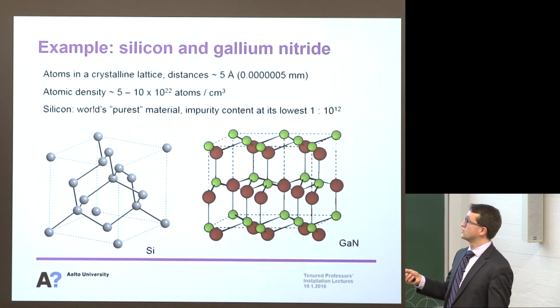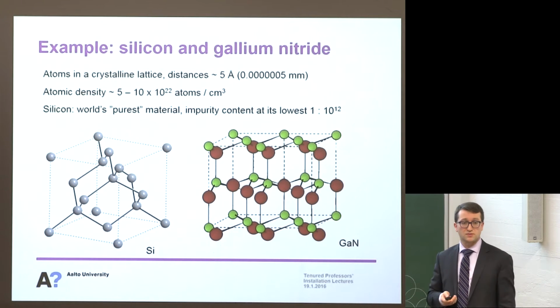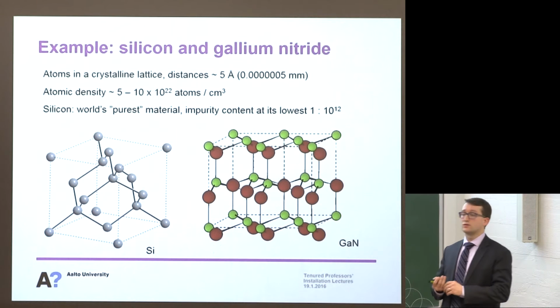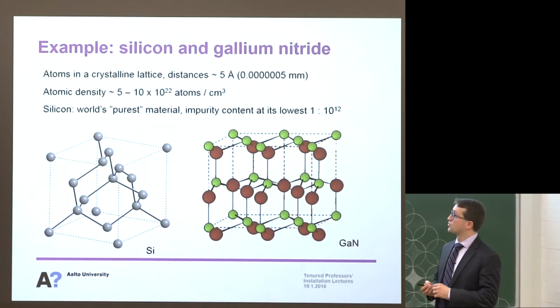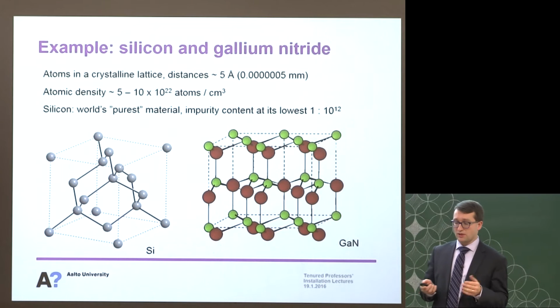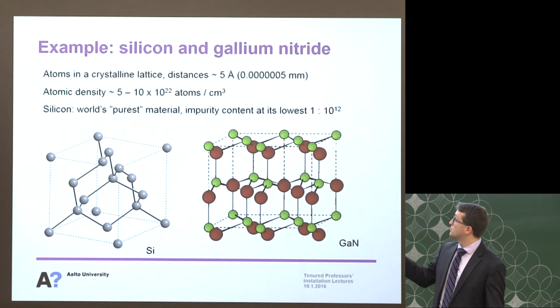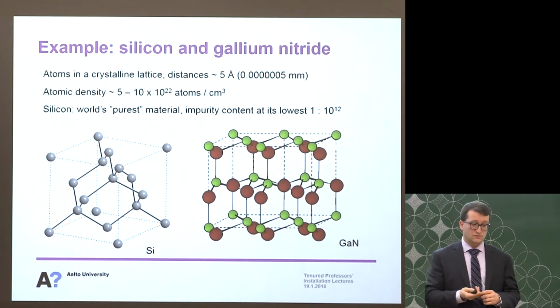Silicon is something that you could also call the world's purest material. It can be manufactured with a purity which is better than 1 in 10 to the 12th. So you have less than 1 in a, what is it? 10 to the 12th is, in English, called a trillion.